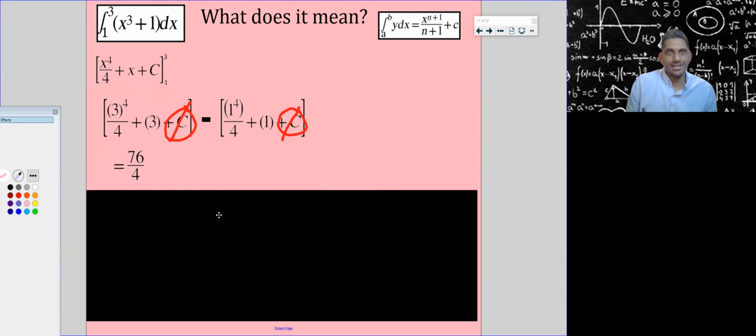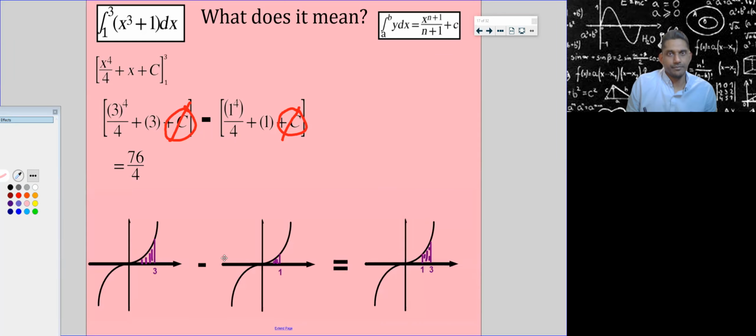Now, this is the science bit. x cubed plus 1 wouldn't look like that. That's a graph of x cubed, but the principle's the same. If we subbed in the value of 3, we would get this purple area here. If we subbed in the value of 1, we would get that area. So if we subtract those two, we get this little strip here.